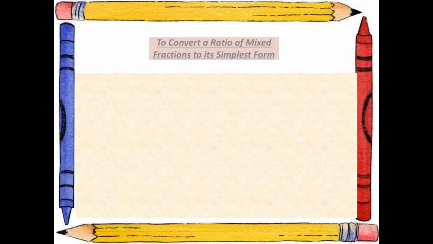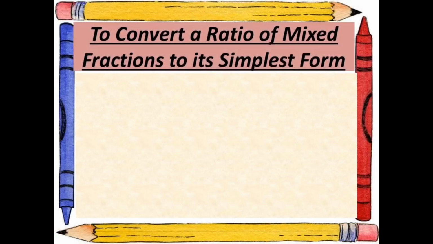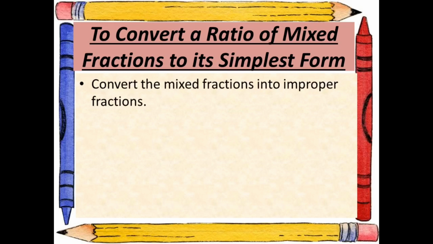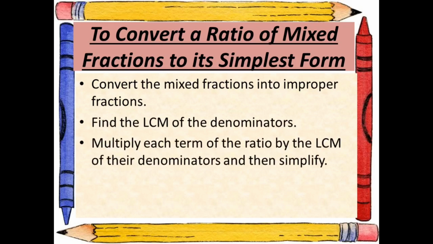Next topic is to convert a ratio of mixed fractions to its simplest form, and for this we will follow the steps written below. Step number 1 says convert the mixed fractions into improper fractions. After this, find the LCM of the denominators, and after this multiply each term of the ratio by the LCM of their denominators and then simplify. Now let us see this with the help of an example.